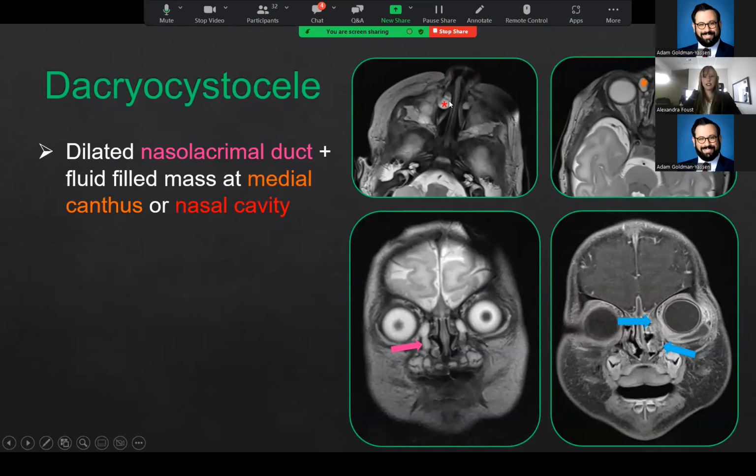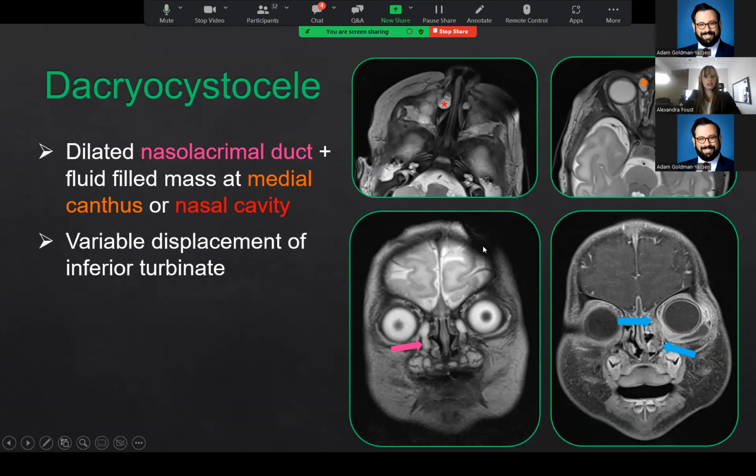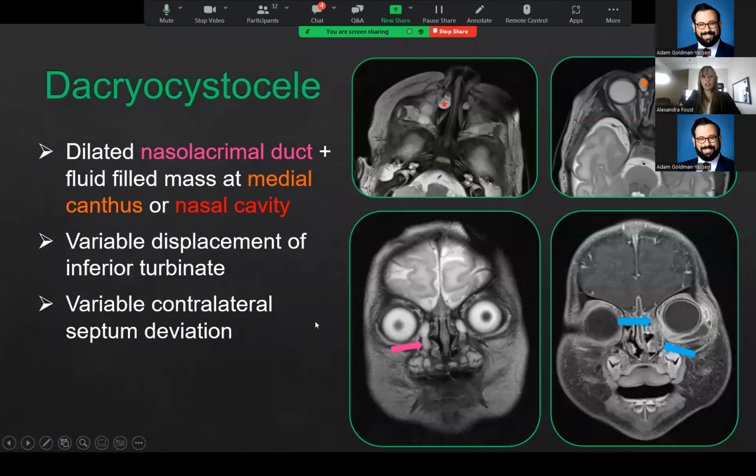What we see here is a dilated nasolacrimal duct. You can see here it is near the level of the nasal cavity by the medial canthus. And you can sometimes see, in these cases, associated displacement of the inferior turbinate and/or nasal septum.